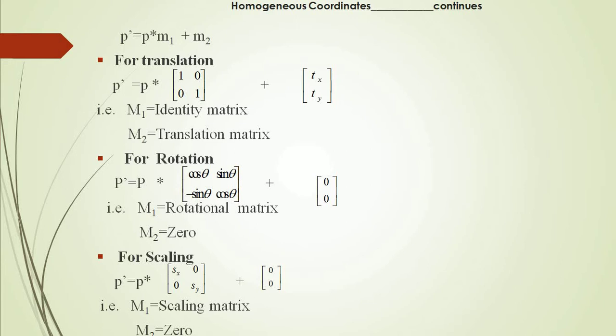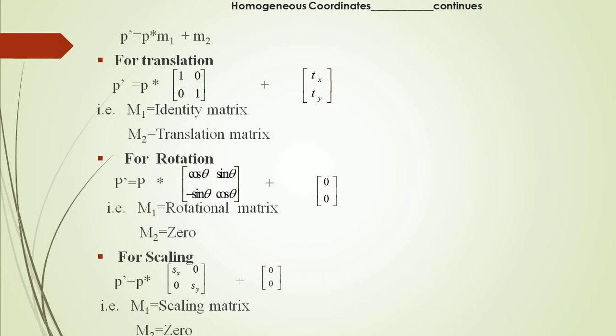First we follow the translation, after that rotation, and then scaling. There is a fixed formula we use, P' = P × M1 + M2. First we perform the translation, and in the translation only M2 changes, while M1 is the identity matrix. What is the identity matrix? The identity matrix is 1 0 0 1.